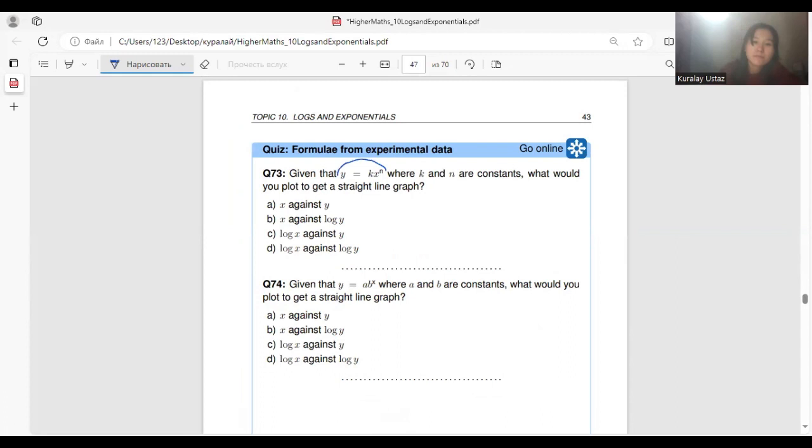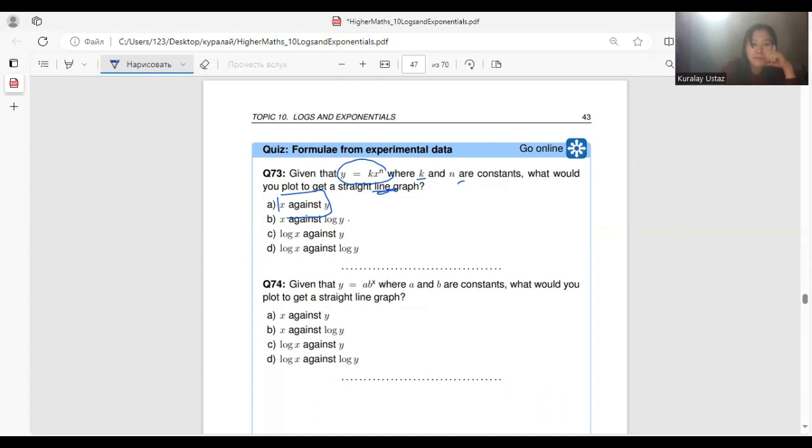It's given this one, k and n are constant. What would you plot to get a straight line graph? Actually, we don't know the value of k and n, so it cannot be x against y, because if n, for example, is 2, it will be a parabola, yeah? So that's also about this.